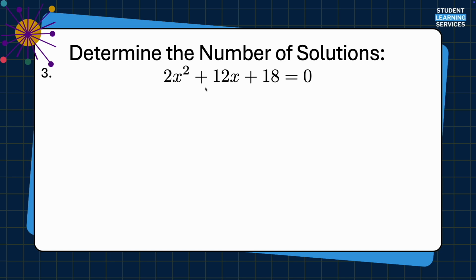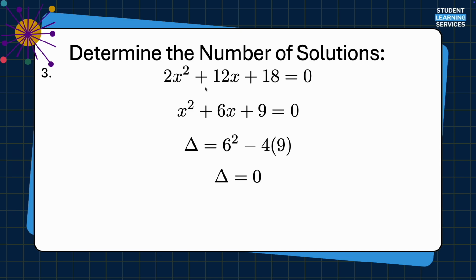What about 2x squared plus 12x plus 18 is equal to 0? Well, don't forget you can still divide both sides by 2 because 2 is the common factor on the left. So this reduces into x squared plus 6x plus 9 equals 0. Using the discriminant formula, it is equal to 6 squared minus 4 times 9, which is 0. Therefore, you're going to get one real solution. In fact, the solution here would be x equals negative 3.